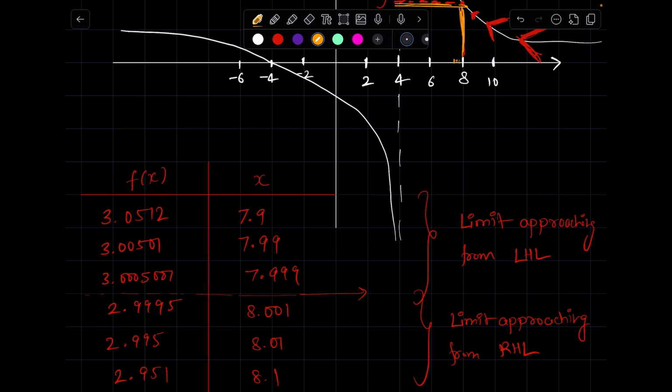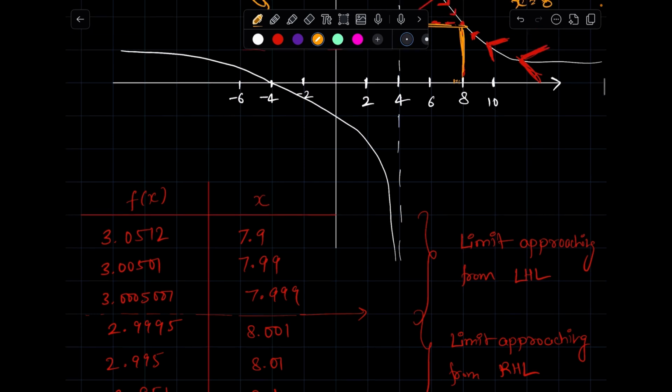This is going to be a very minor difference, and when you input all these values, when you calculate, your f of x will also come closer to the actual value, which is 3. So at 7.9, it's 3.0512. At 7.99, it's 3.00501. At 7.999, it's 3.005001. So your value is getting smaller and smaller. It's getting closer to 3, but it's never exactly 3. It's only getting closer to 3.